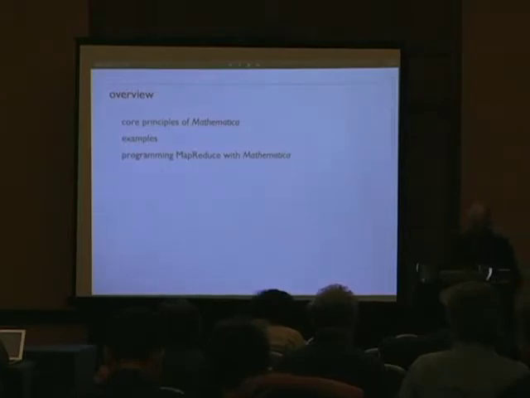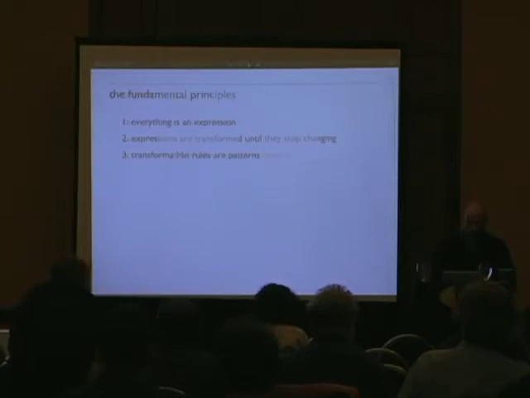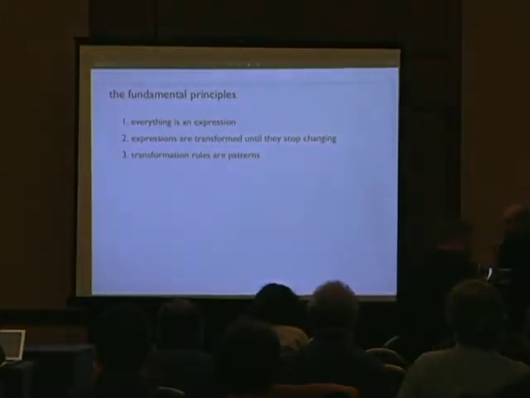So, quick overview. I'm going to talk about some core principles of Mathematica. Like I say, I'm kind of preaching to the choir, but you might never have heard of Mathematica's core principles before. I'll give a few fun examples of Mathematica code, and then I'll talk about what's involved in programming MapReduce in Mathematica. So first of all, what are the fundamental principles of Mathematica? I think you can state them with three principles. First of all, everything is an expression, and I'll show you the structure of that expression. The second principle is that those expressions are transformed until they stop changing, and I'll show you some examples of that. And the third principle is that those transformation rules are in the form of patterns.